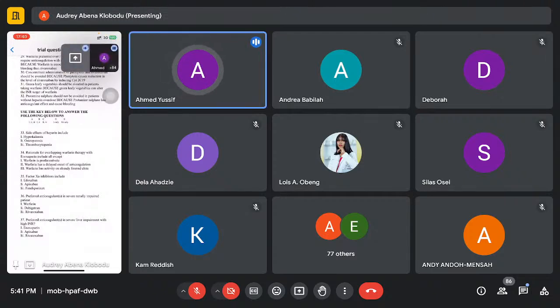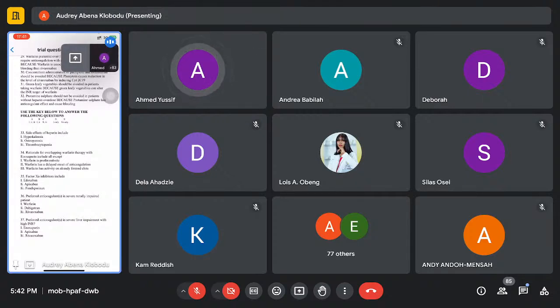So when you look at all the options, warfarin is prothrombotic, which is true. That's one of the reasons why we overlap. Then warfarin has a delayed onset of anticoagulation, which is also true. That's why we overlap. Then warfarin has activity on already formed clots, which is false. It doesn't have activity on already formed clots. It's new ones. So that's the exception. So that's E.